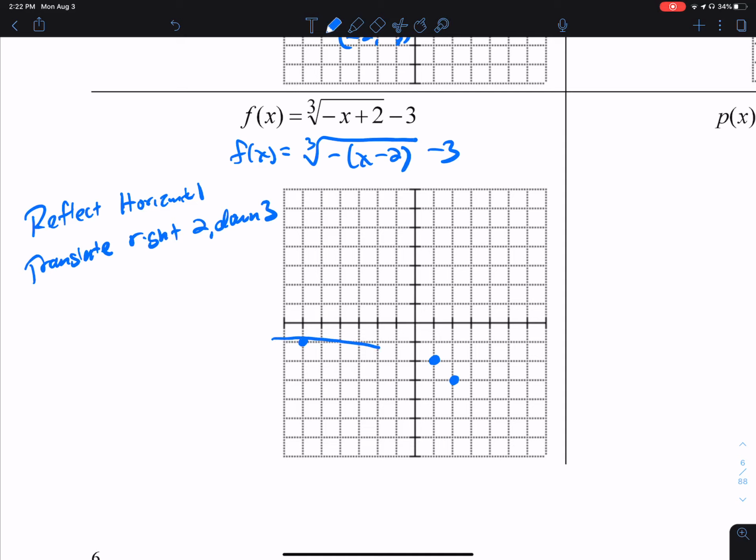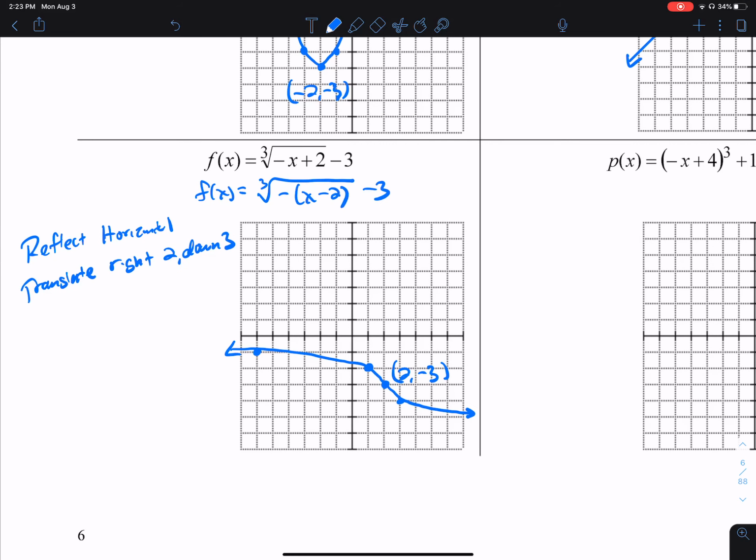And then here, if we go to the right one, the cube root of 1 is 1. Then the cube root of 8 is 2. That's really far to the right. We're not going to be able to fit it on there. This is the ordered pair 2, -3.